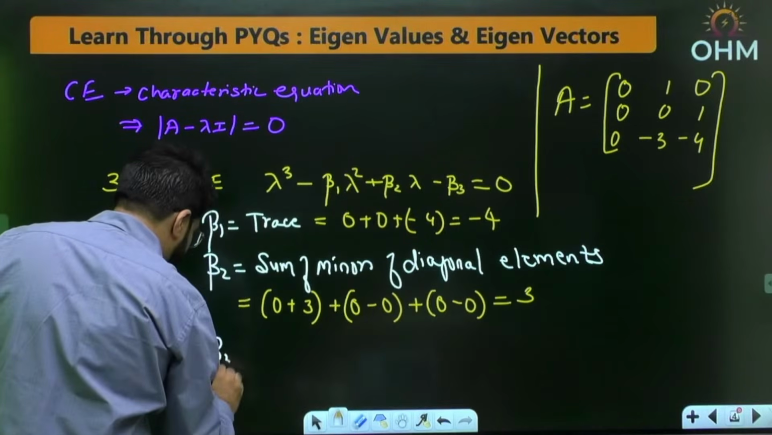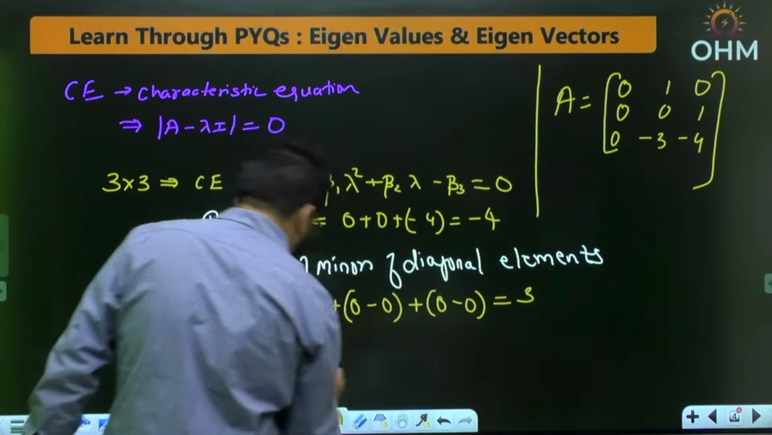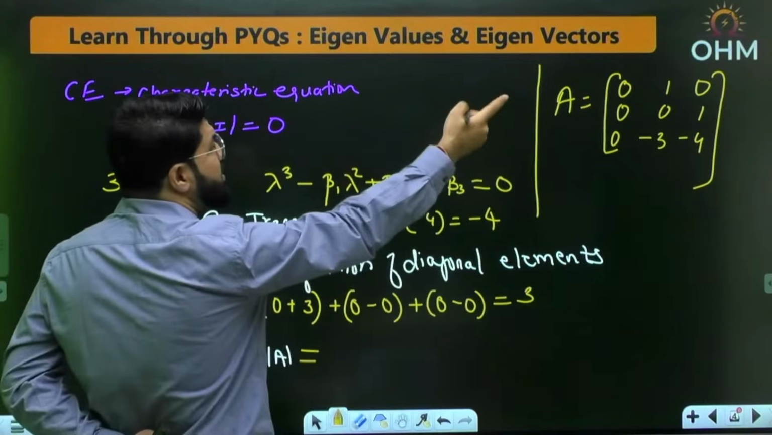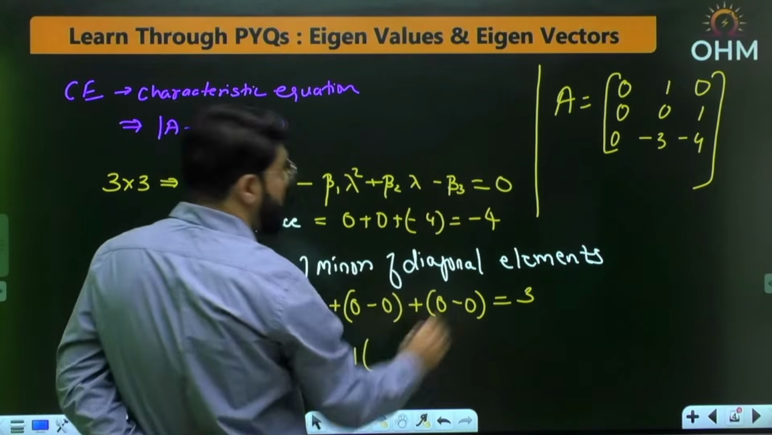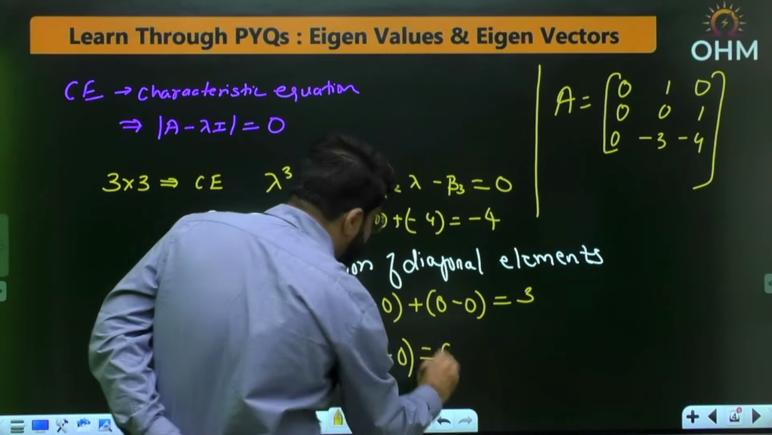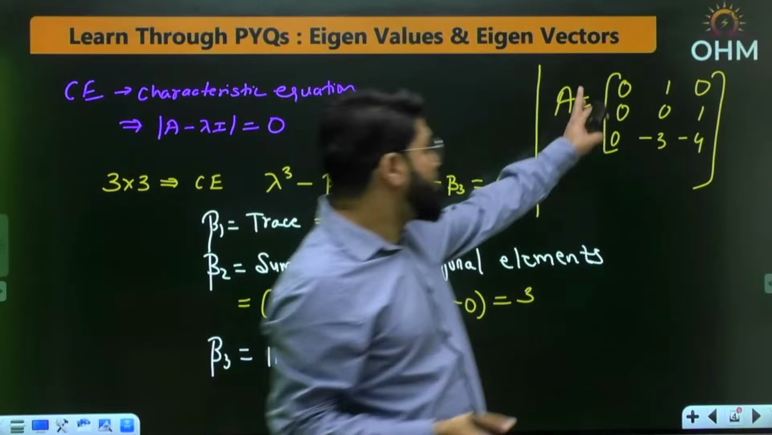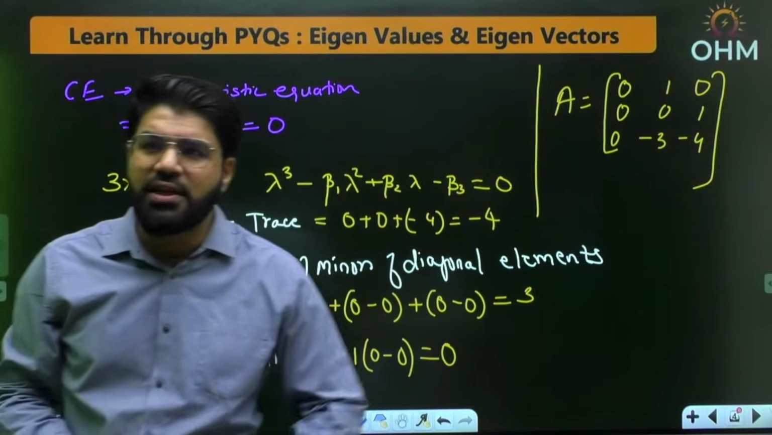As I have just written, beta 3 means the determinant of the matrix A. So what is the determinant here? Just expanding about the first row, only the central element minus 1, that too 0 minus 0. The determinant of the matrix is 0. Actually, the entire column is 0. The determinant is anyways 0.